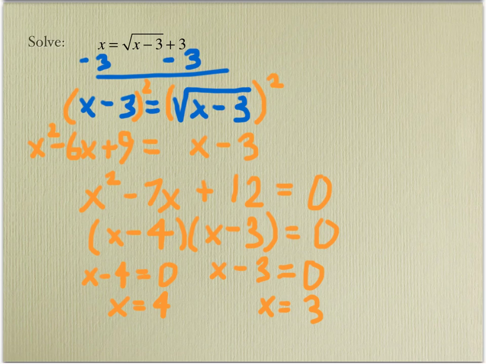But notice that if we do go ahead and put 4 back in the original equation, that one looks fine. Put 3 back in there, that's okay. We would have the square root of 0, but that's 0, and that would work out okay. So in this case, we're in good shape.